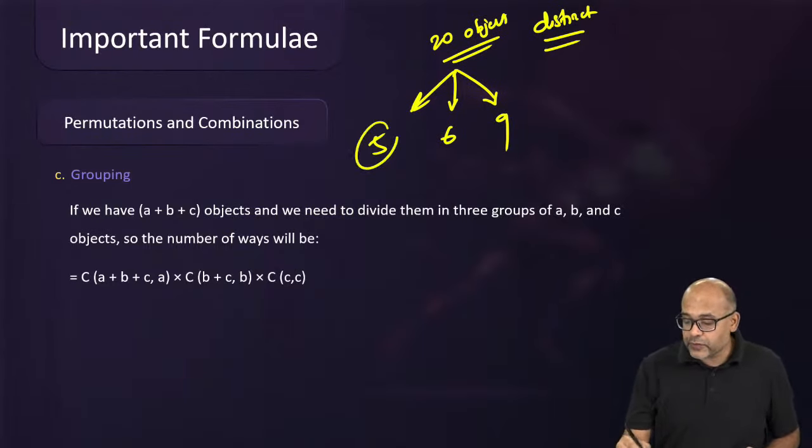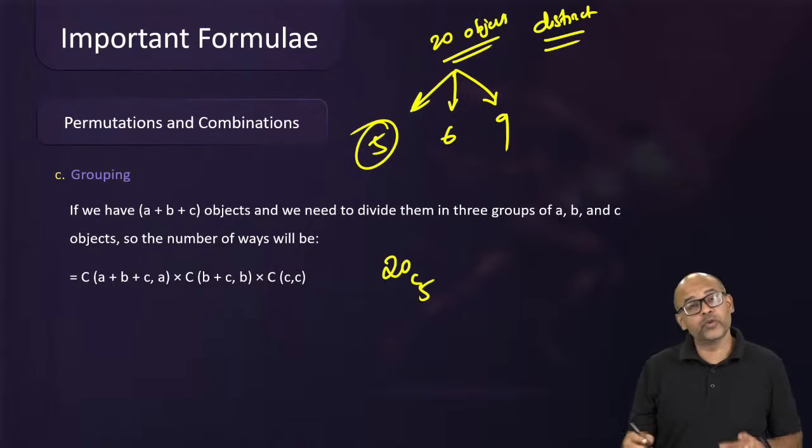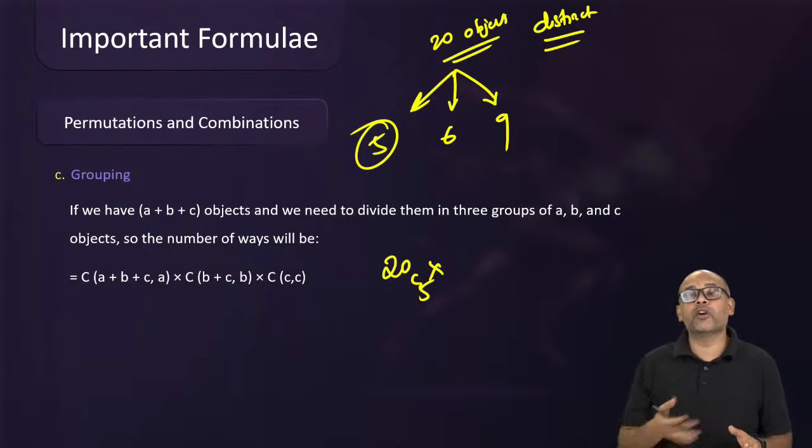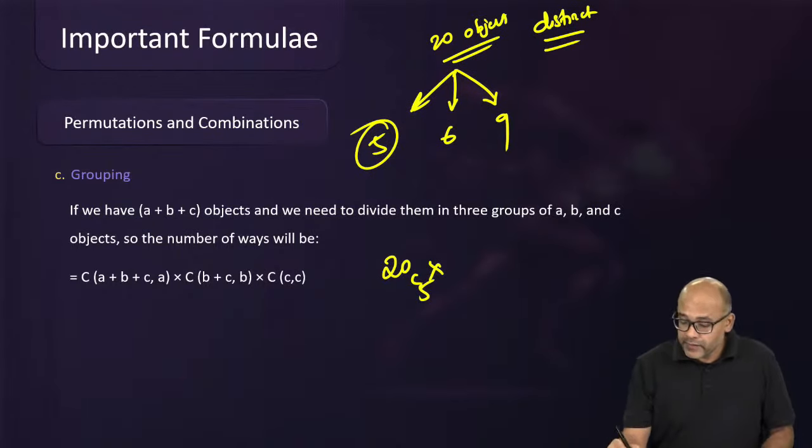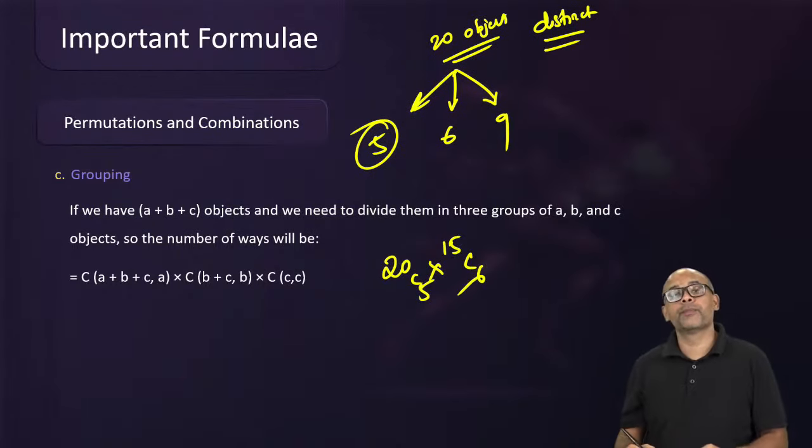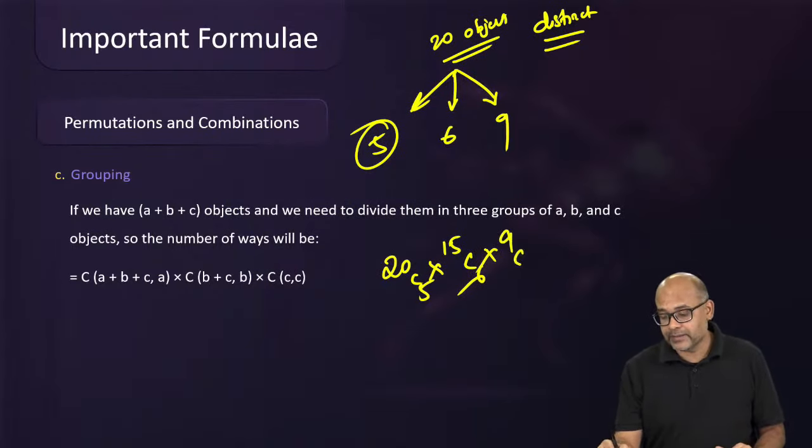It can be done by first forming the group of 5: 20C5. You formed the group of 5. Now how many are remaining? If 5 are already gone, 15 are remaining. From that 15, select 6 more. And that leaves you 9. From the 9, select 9.